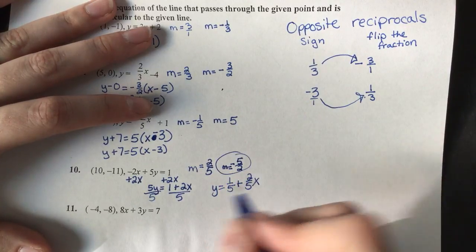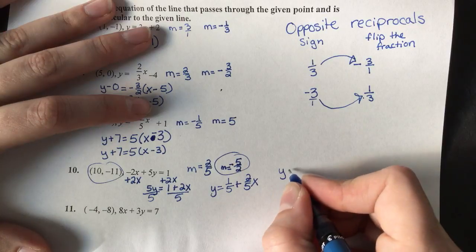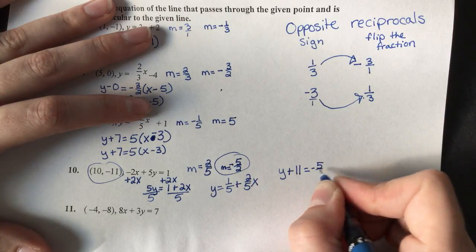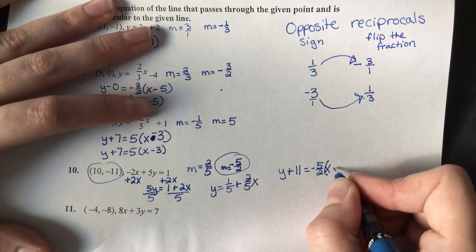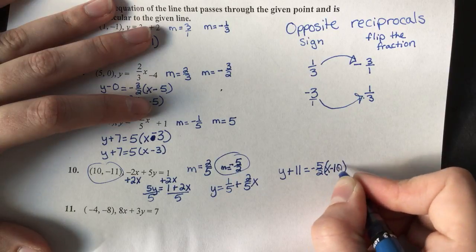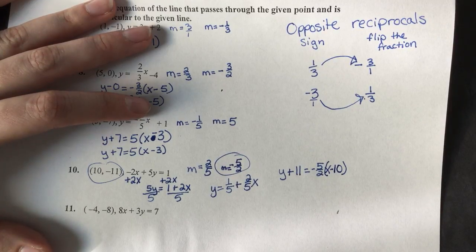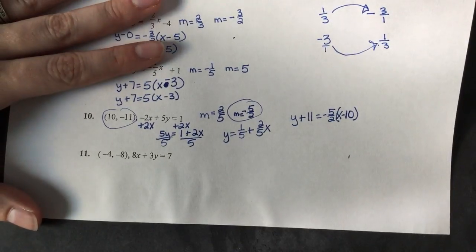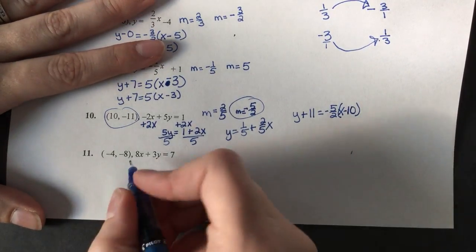So I have a slope and I have a point. Y plus 11 equals -5/2 x plus minus 10. I almost did it again. I almost made that same mistake twice. Jeez. Okay. Try that next one on your own.